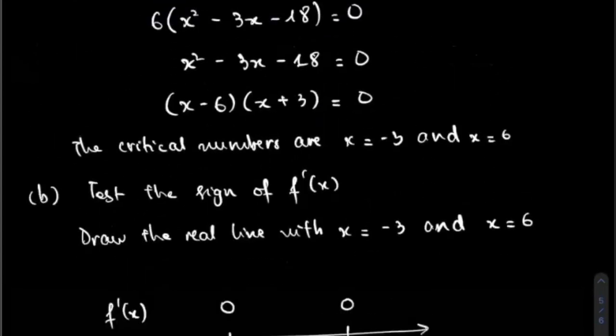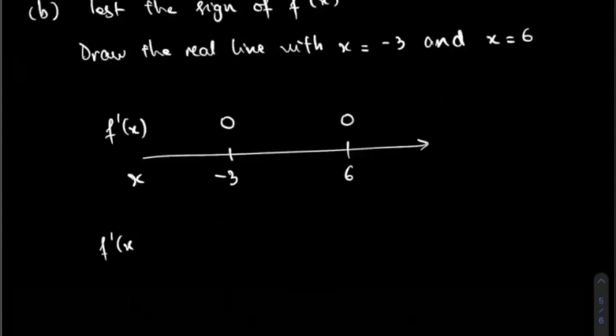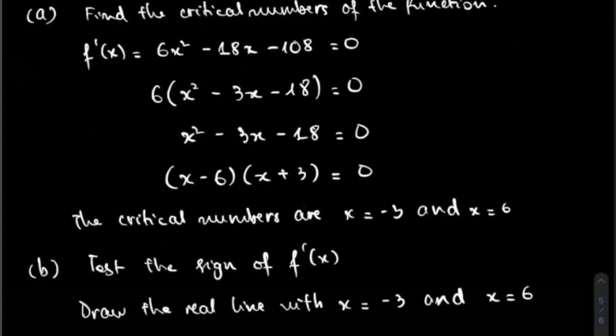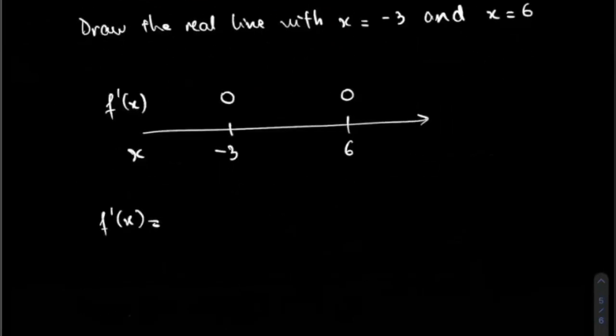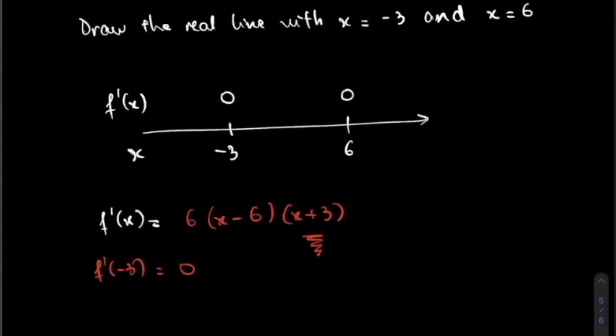Because you have f prime of x earlier up here, you factor this out. You can divide both sides by 6, but I'm going to keep 6 for now. It doesn't change anything much. So f prime of x is 6 times x minus 6 times x plus 3. When x equal to -3, this term is 0, so f prime of -3 is equal to 0, and f prime of 6 is also equal to 0. That's why at those critical numbers, the derivative is equal to 0.